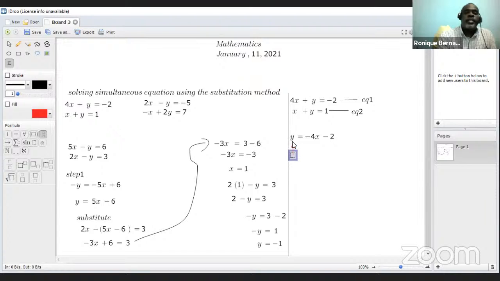Now, y is by itself. It is positive. Good. If it was negative, then we'd have to divide both sides by -1. But it is positive, so there's no need to do any division. All right. Now, I have gotten y by rearranging equation 1. We're now going to substitute what y is equal to in equation 2.